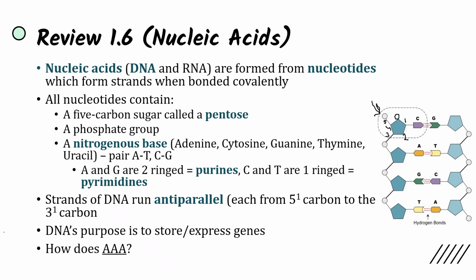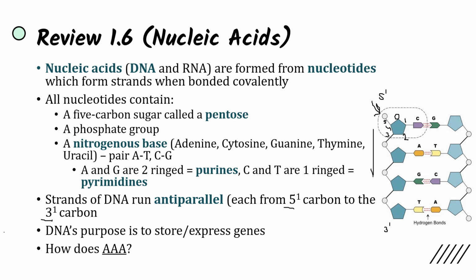And a good way to remember this is apple tree, car garage. And adenine and guanine are 2-ring, they are purines, while cytosine and thymine are 1-ring, they are pyrimidines. And strands of DNA run anti-parallel, meaning even though they are parallel, they run in opposite directions, and each one from the 5' carbon to the 3' carbon. And meaning we've already counted the carbons. We know that right here is the 5' carbon and right down here is the 3' carbon.